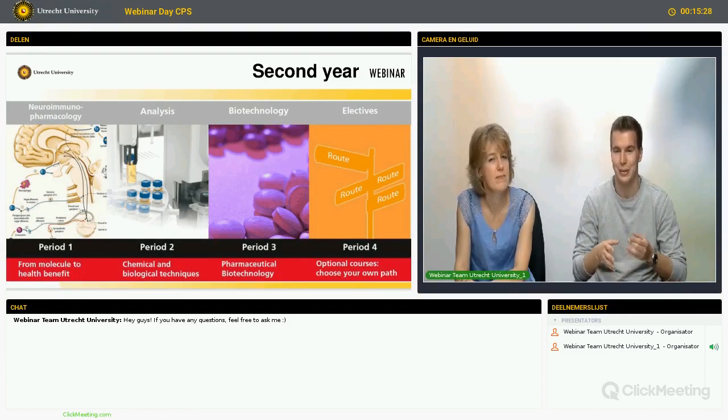The third course is then about biotechnology. So this is all antibodies. A lot of the new cancer treatments are antibodies targeted towards cancer cells, so your immune system can then fight the cancer.